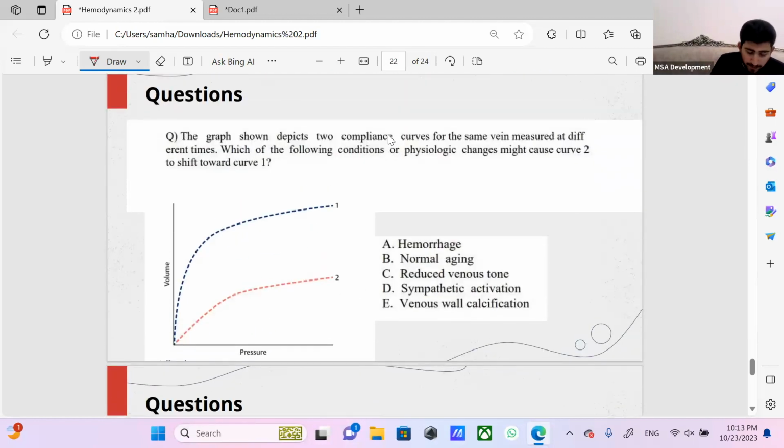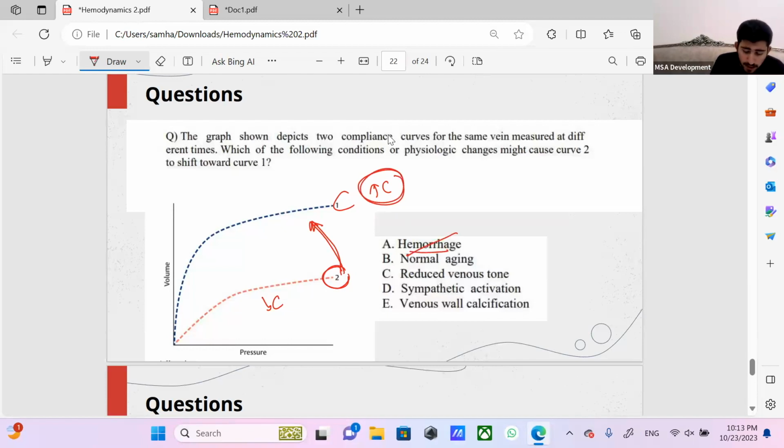Here, you remember this graph, this graph of pressure versus volume of the compliance. Which physiological change will change curve 2 to curve 1? Now we know curve 2 has low compliance. Curve 1 has high compliance. Good? Now, what changes will change curve 2 to curve 1? Which change will increase the compliance?